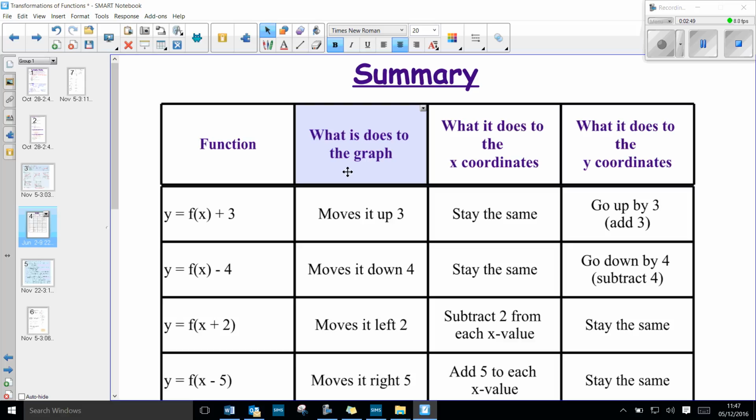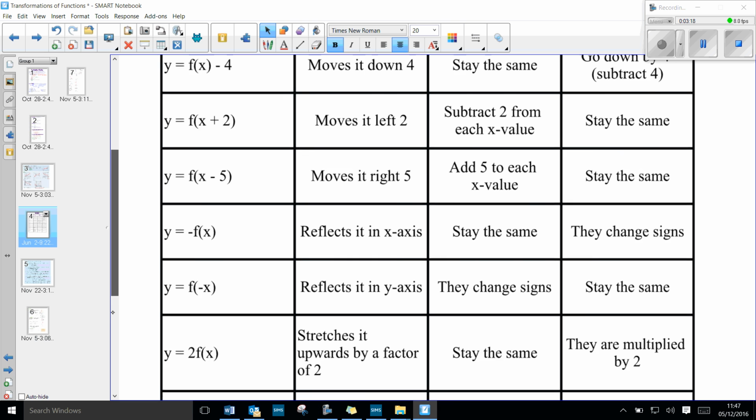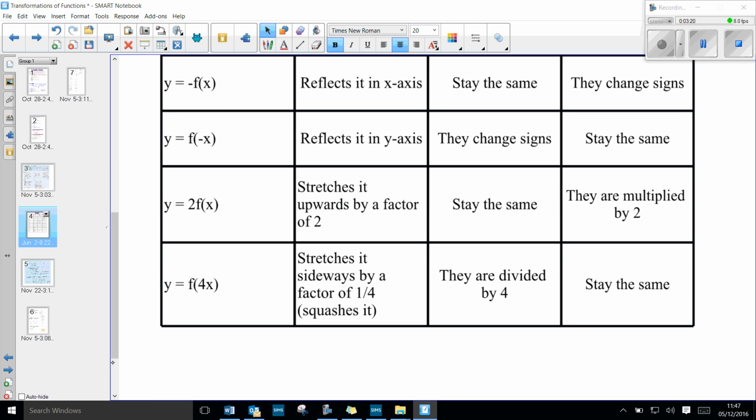But then equally we're saying, okay, what happens to the x coordinate in that situation, and what happens to the y coordinate? Because sometimes they may say on your original function, if you had the coordinate (1, 7), how would that coordinate be affected in your new one? So if it had been f(x) + 3, then we know that the y coordinate would now be 10, if it was (1, 7) originally. Again, that's just a summary sheet for you to have a little look at.